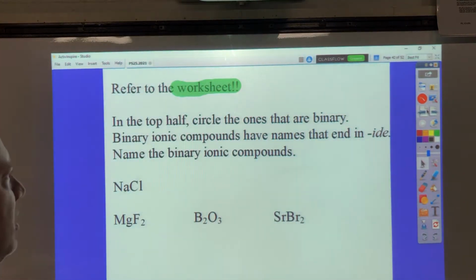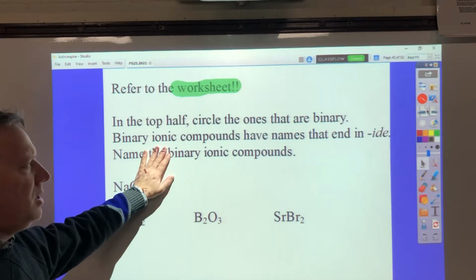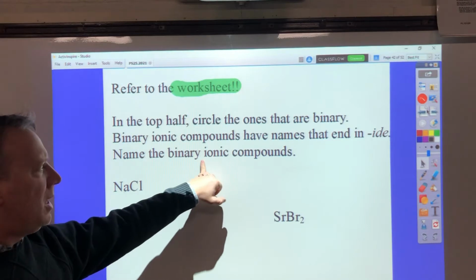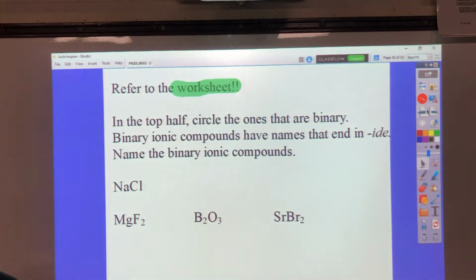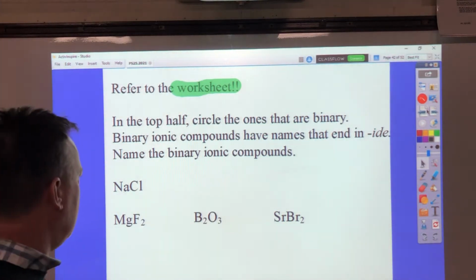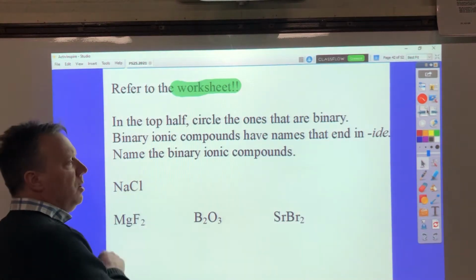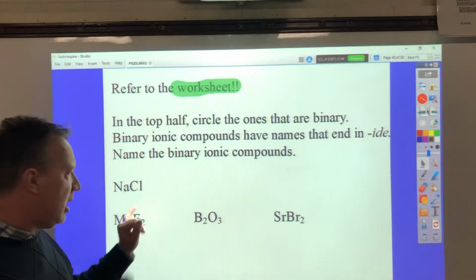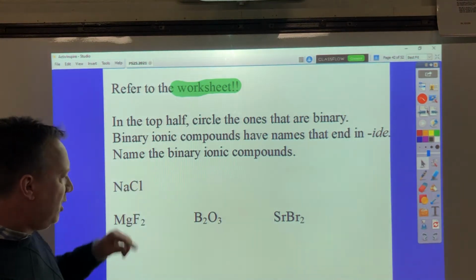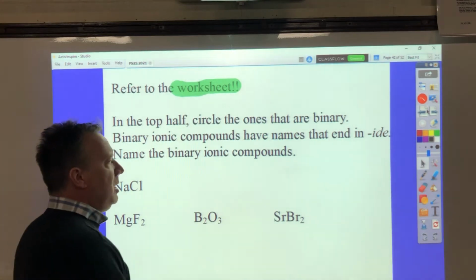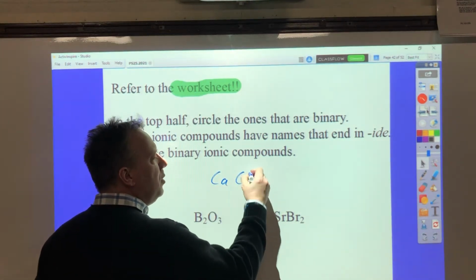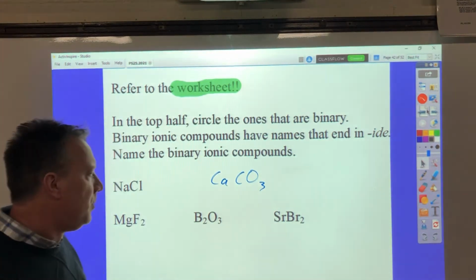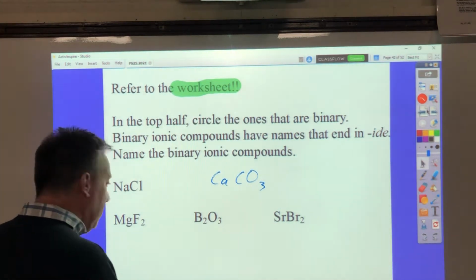So we want to circle the ones that are binary, and they are ones that have names that end in "ide." So we want to name the binary ionic compounds. The binary ionic compounds just have 2 elements in them, a metal and a non-metal. 1 capital letter, 2nd capital letter. If there's lowercase letters, they go with the capital. So these have 2. Something that's not binary would be something like chalk, CaCO3. Now it's 1, 2, 3 capital letters, 3 elements. 3's not 2. So binary is 2 elements.